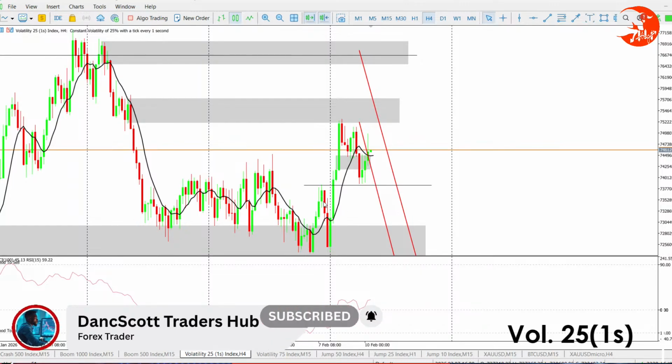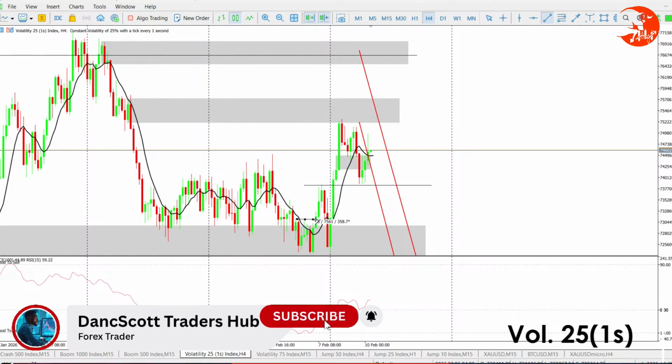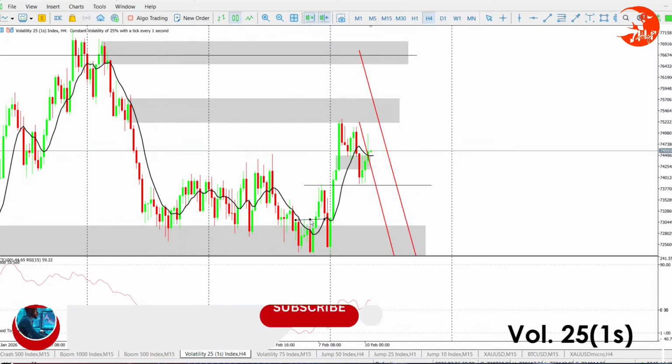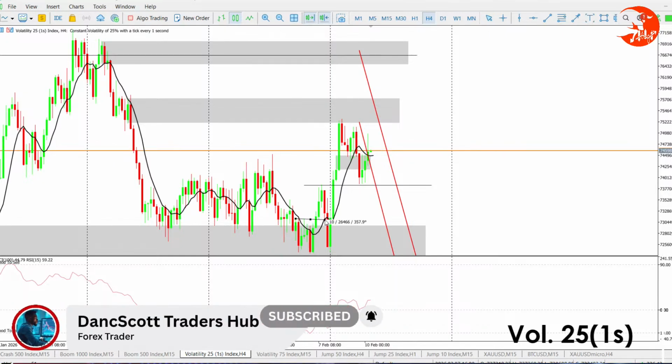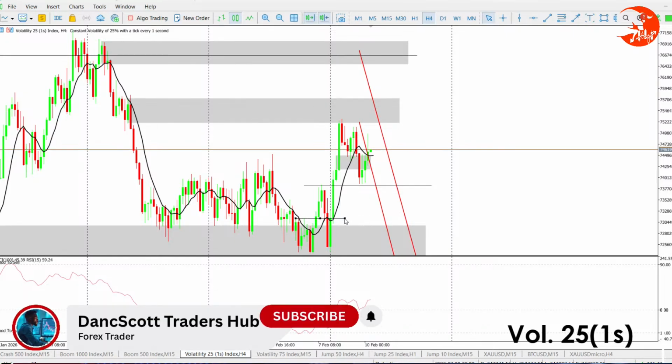In fact, not even there. I think here, right here. That is where we had a change of character for this move, for the buys, according to H4. That was a change of character. I don't know what's wrong with this, but yeah, it's not settling. But it was there. Let me put it here. So the change of character was there.